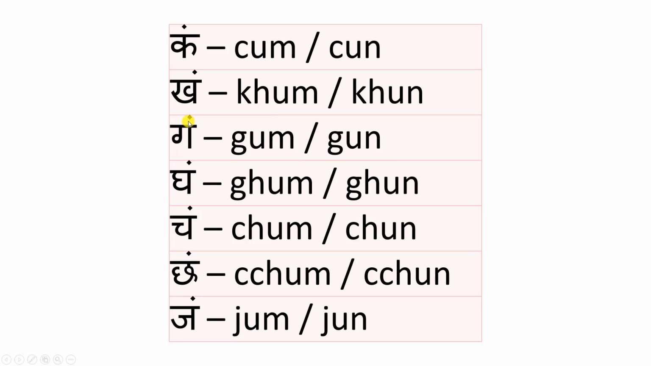G with a dot above. Gham and ghan are written like this. Cham and chan are written like this. Alright, and the same way it applies for all the consonants. I have just shown you 7 consonants here, but the same rule is applied for all the consonants.